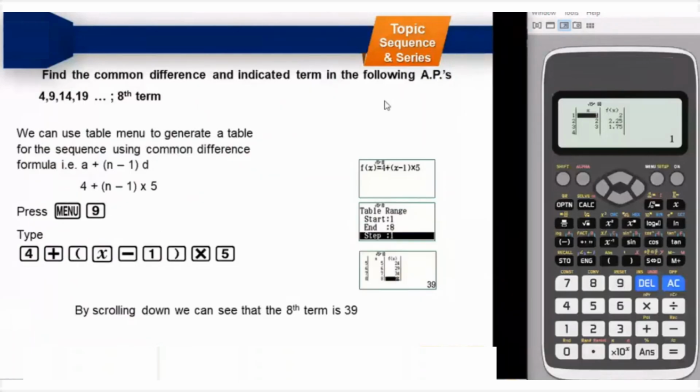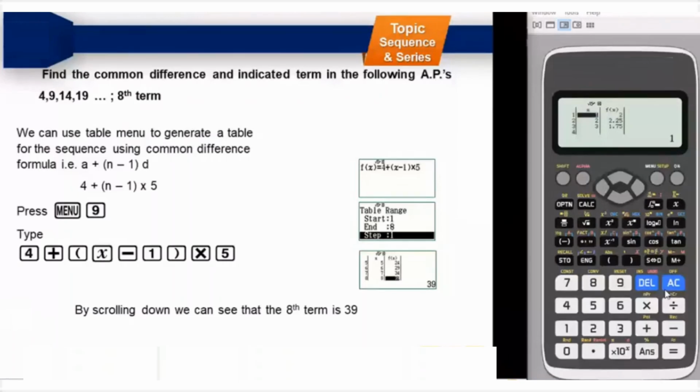Find the common difference and indicated term in the following arithmetic progressions. So the pattern is not given here now, and you have to decide the pattern yourself. So basically there are three patterns. There is arithmetic progression, there is geometric progression, and there is triangular progression. If the calculator could find on its own whether it's an arithmetic progression or a geometric progression or a triangular progression, the calculator would not have been allowed in examination. So in order to ensure that the calculator is allowed in examination, this particular feature is not directly available.